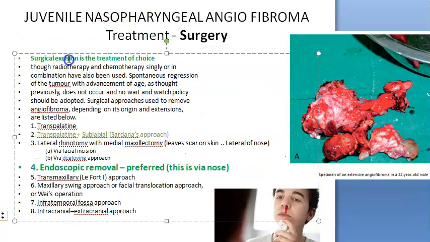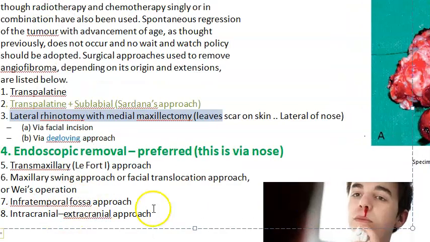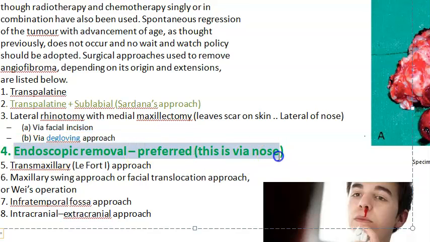Coming to treatment, you saw surgery. Excision is the treatment of choice. You have a lot of options here, like transpalatine sublabial, that is called a Sardana's approach. Then you have lateral rhinotomy with medial maxillectomy, right? A lot of techniques are there. Then you have the facial incision, deglobing approach, etc. Endoscopic removal is preferred. Actually, this is via the nose, right?